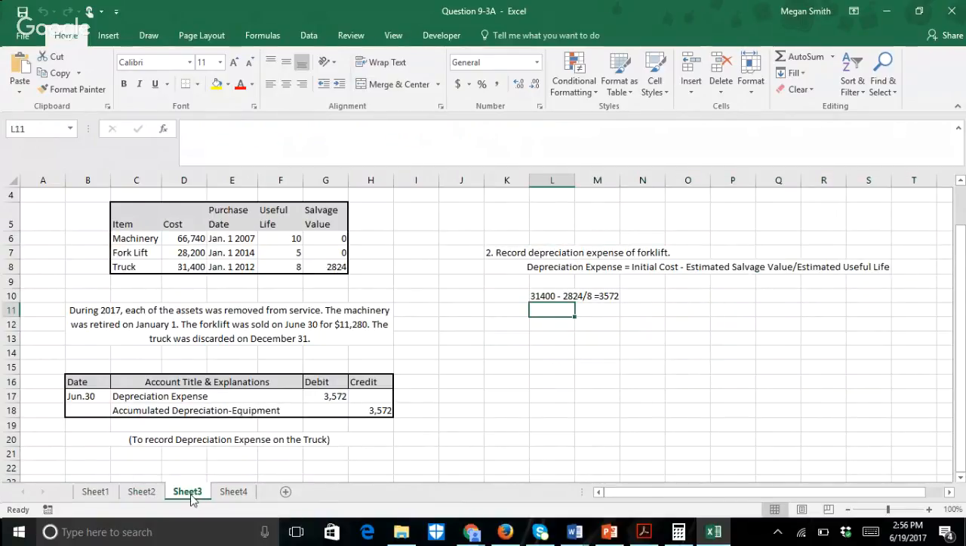Okay, now we're going to record the depreciation expense on the truck. To do that, we take the depreciation expense, again, which equals the initial cost of the truck, which is right here, minus the estimated salvage value for the truck. And this does have a salvage value of $2,824, so we're going to subtract that. And then we're going to take that number and divide it by the useful life, which was 8 years. You do that, you get $3,572.